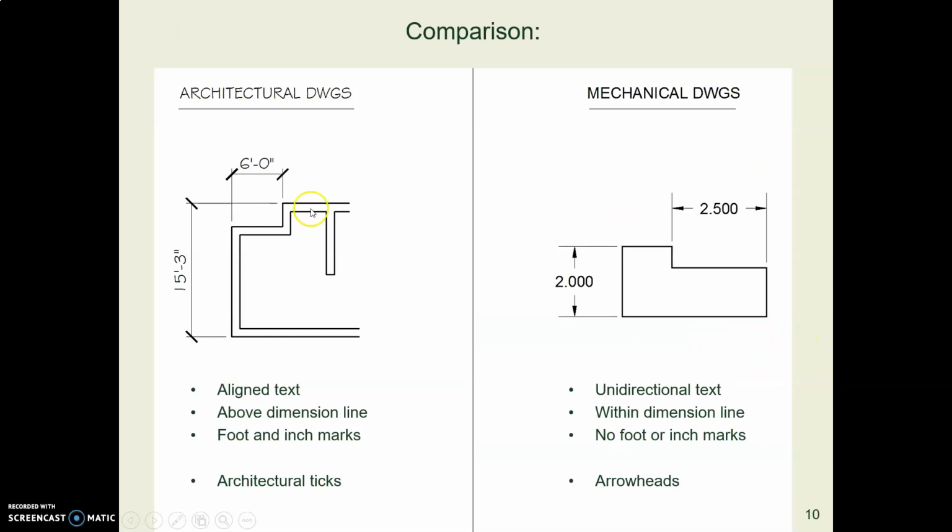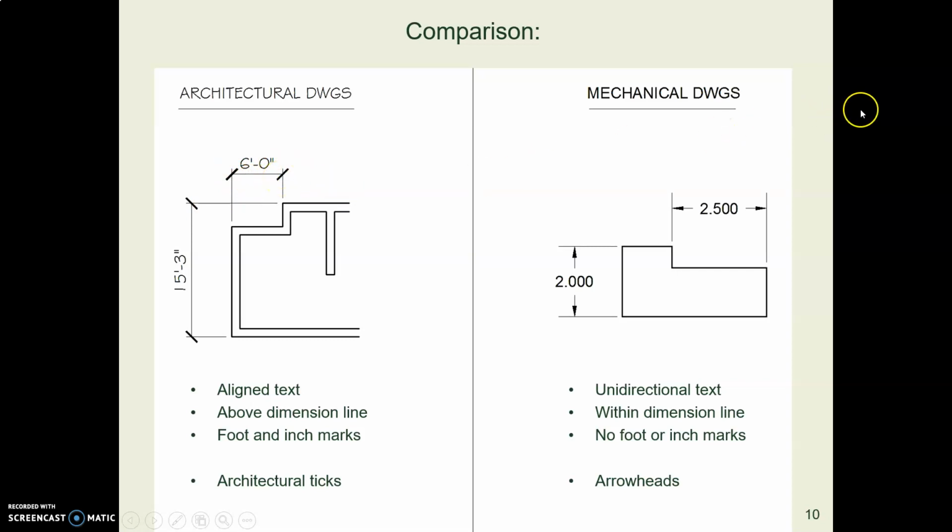Just for comparison, here are some dimensioning standards for architectural drawings and mechanical drawings side by side, just so you can see how different they are. Remember that in architectural drawings, the text is aligned, vertical with vertical lines, horizontal with horizontal lines. The text is above the dimension line. The text uses foot and inch marks, and the dimension uses architectural ticks.